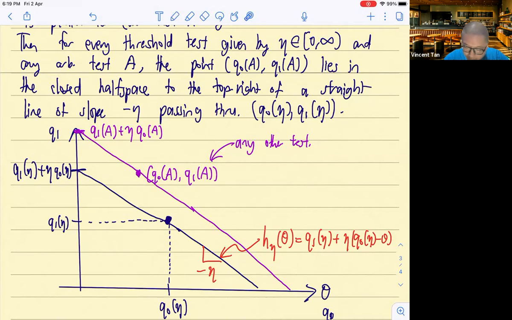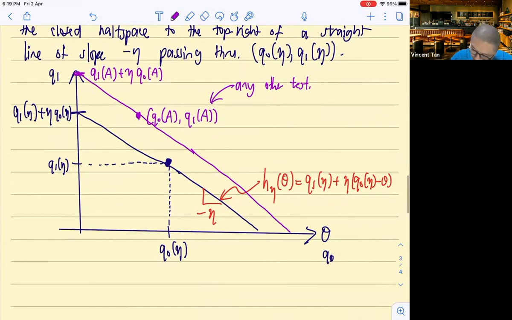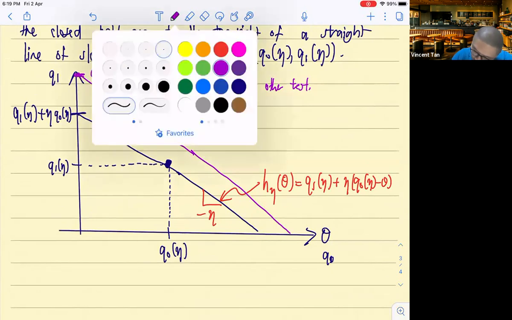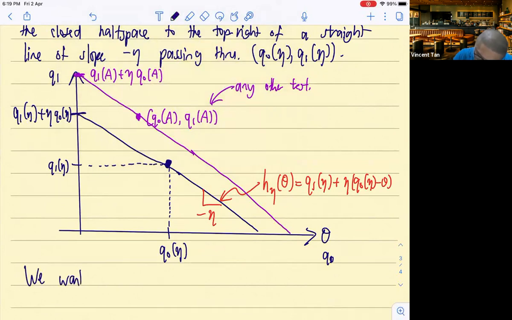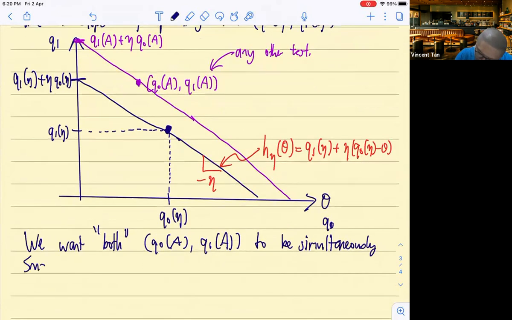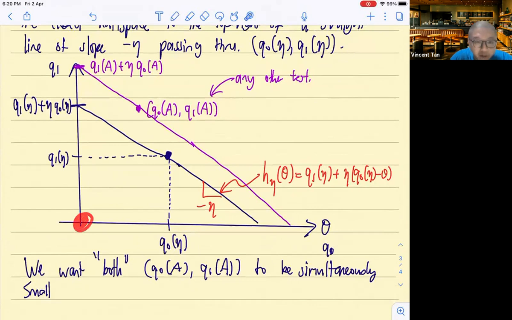So the punchline of this result is that we want both of these probabilities to be small. We want both Q0 and Q1 to be simultaneously small, so small at the same time. So this is the holy grail. The holy grail means the best possible scenario. Best point: when both are equal to 0.